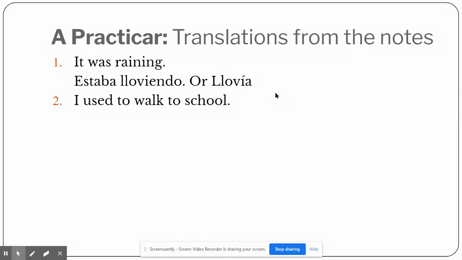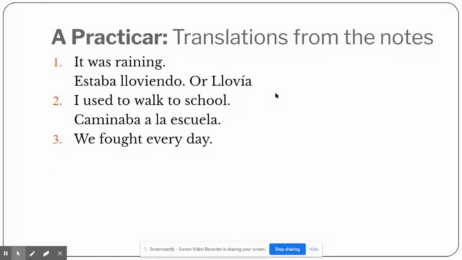This one is a good example: I used to walk to school. So let's say when I was a kid, every day I used to walk to school. That was my transportation, so that was something that was ongoing. It was a description of how I got to school. So I would say caminaba a la escuela. We know caminar is to walk, so I would take off that AR ending and add aba: caminaba.